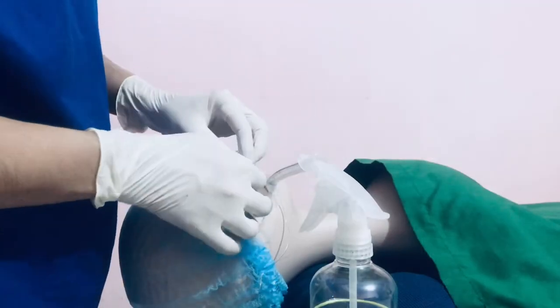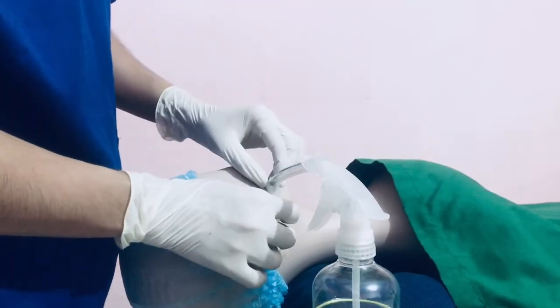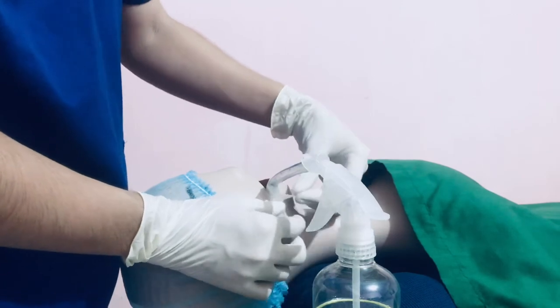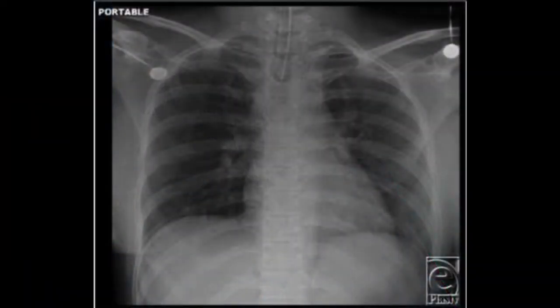After checking proper ET tube placement, anchor the tube at the right side of the mouth using a plaster. You can order a chest X-ray to further evaluate for proper ET tube placement.